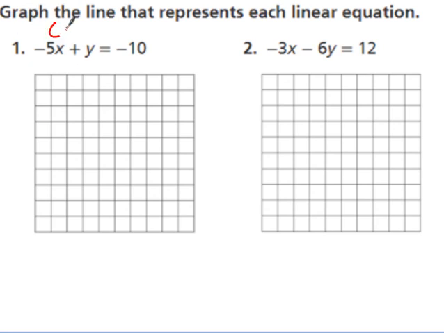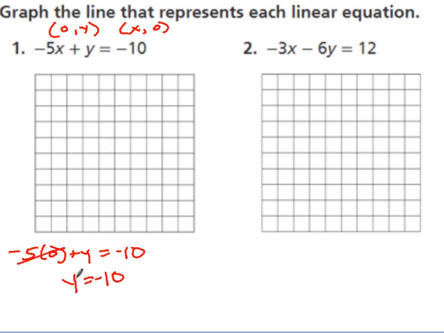I could figure out, well, when x is 0, what's my y? And then I could also figure out, well, when y is 0, what is my x? That's going to give me my x-intercept. This is going to give me my y-intercept. So I actually have to do the math to figure that out. So if I plug in 0 for x, I have y equals -10. Oh, that goes away. There's my y-intercept. My y-intercept is at -10. So that's the point 0, -10.